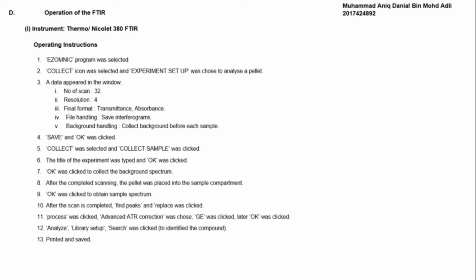Collect was selected and Collect Sample was clicked. The title of the experiment was typed and OK was clicked. OK was clicked to collect the background spectrum. After the complete scanning, the pellet was placed into the sample compartment. OK was clicked to obtain the sample spectrum. After the scan is complete, Find Peaks and Replace was clicked. Process was clicked, Advanced ATR Correction was chosen, and OK was clicked. Analyze, Library Setup, Search was clicked to identify the compound. Lastly, print and save the data.